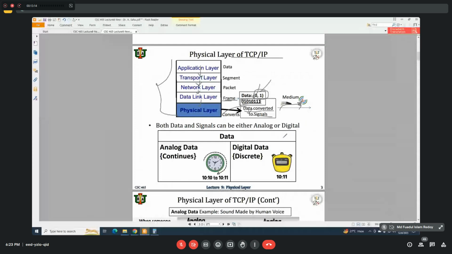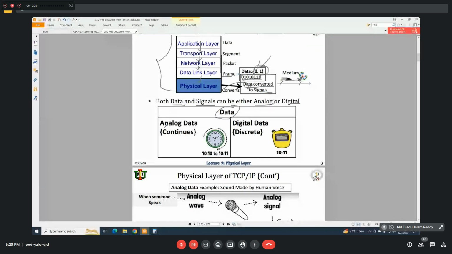Here we are talking about data and signal, and both data and signal can be either analog or digital. To understand analog and digital, in the case of data, analog data is in continuous form and digital data is discrete. What is the continuous form? For example, a watch: to move from 10:10 to 10:11, you need to move second by second, 60 seconds. That is a continuous process. You can see it moving continuously, second by second. There is no jump from 10 to 11 in analog data.